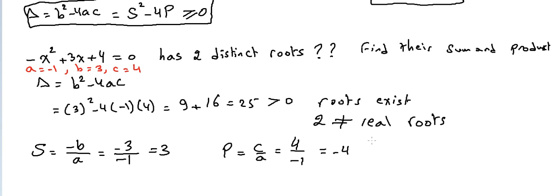And again, you have to be careful. We cannot find the sum and the product if we don't first make sure that the roots exist. And to make sure the roots exist, we have to find delta. And delta should be either positive or equal to 0.